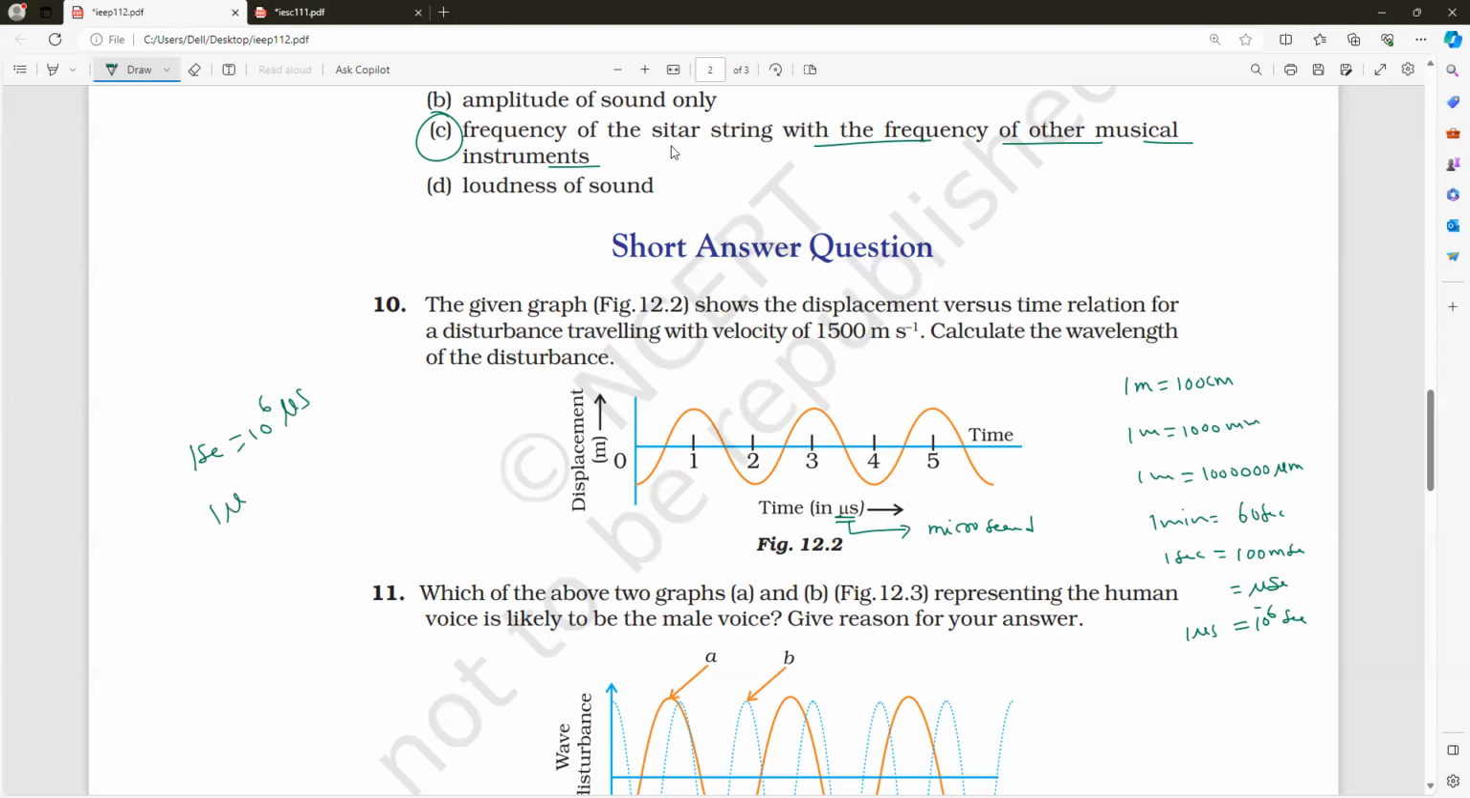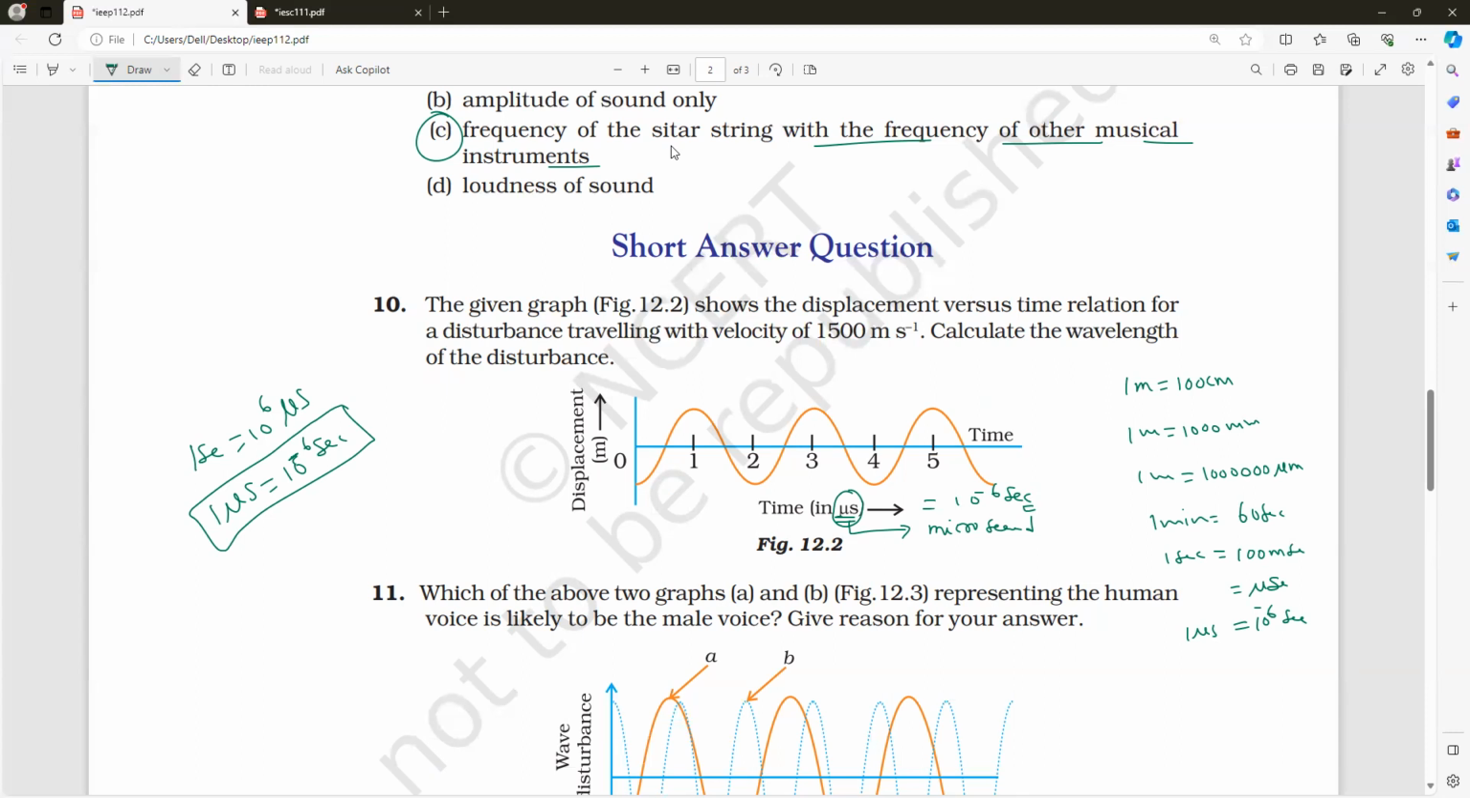Reverse now. 1 microsecond is equal to how much, everybody? 10 power minus 6 seconds. Understand? Please respond, everybody. So 1 microsecond is equal to how many seconds now? 1 microsecond is equal to 10 power minus 6 seconds. Understand, guys? Yes, that's what it is.